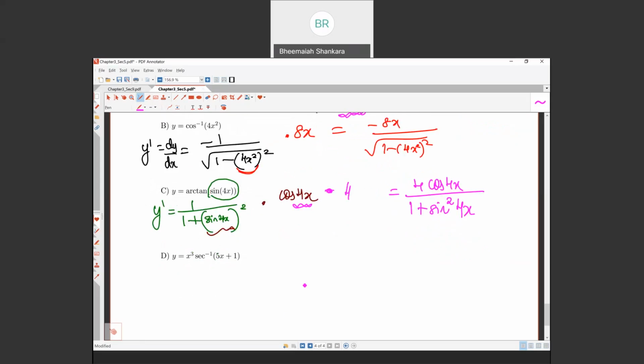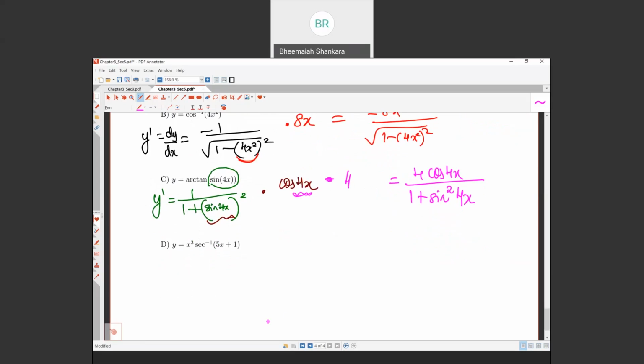Then you have x cubed secant inverse of 5x plus 1. So I'm going to write the derivative of y as y prime. And I read this as a product of two functions. So it's the product rule. The first function is x cubed. The second function is secant inverse of the angle 5x plus 1. So fix x cubed, derive secant inverse.